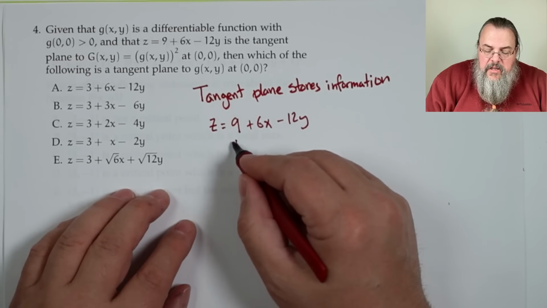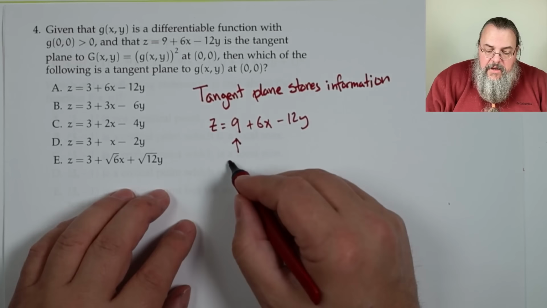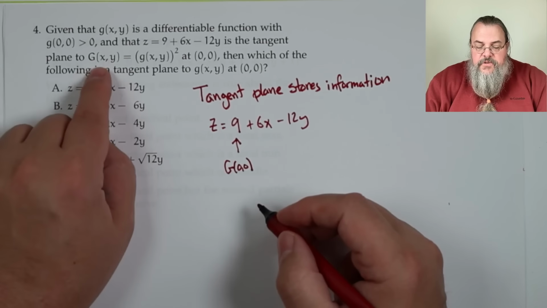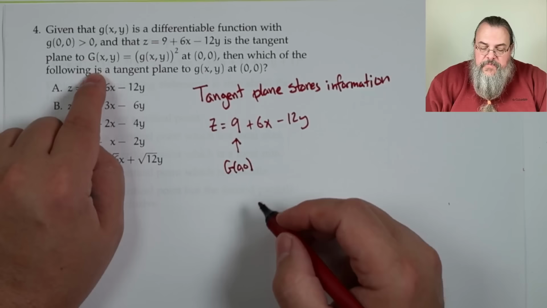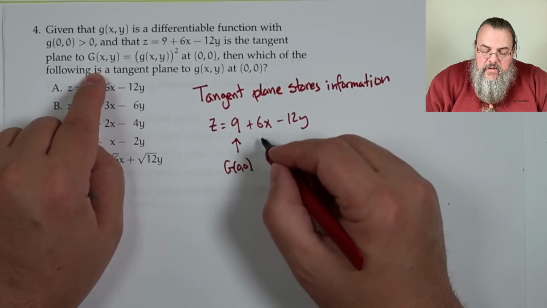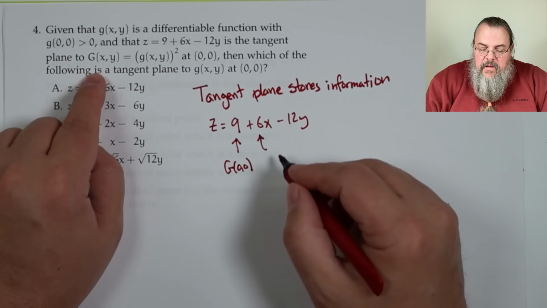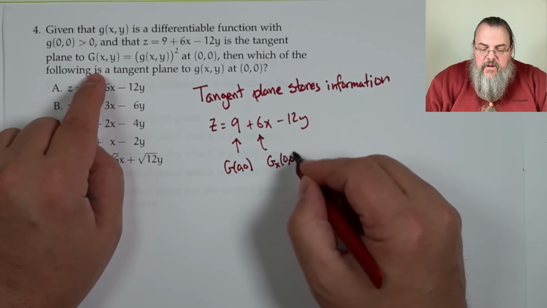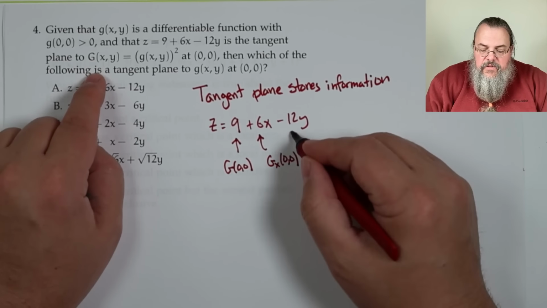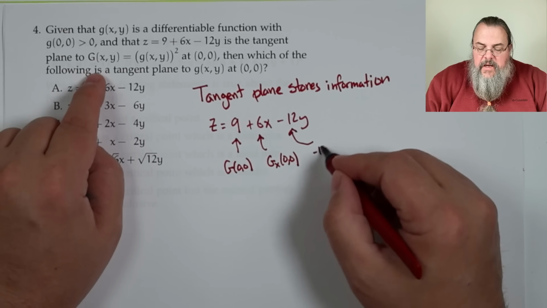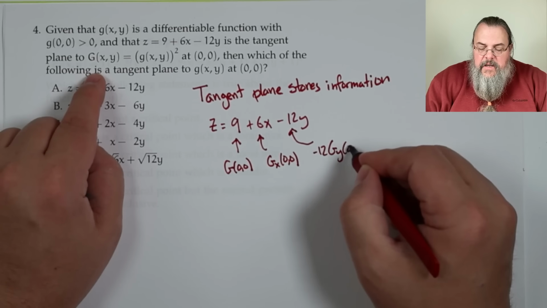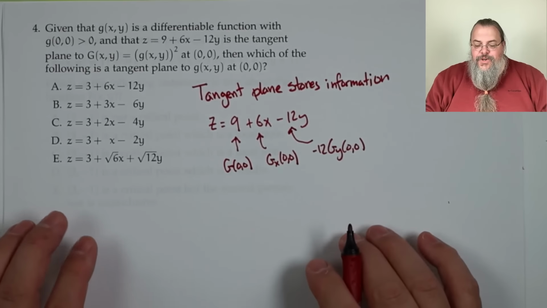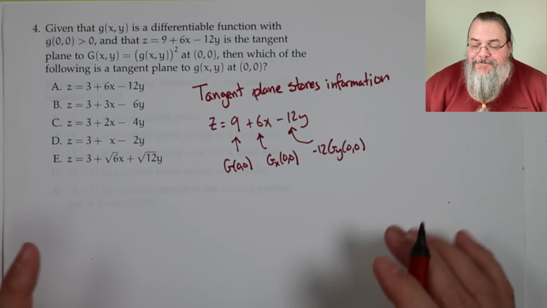This 9 here, that's the value at 0, 0. And I'm talking about the value of g, because that's the tangent plane to g. This 6 is g sub x at 0, 0. And this negative 12, that's g sub y of 0, 0. All right, so we have that information.